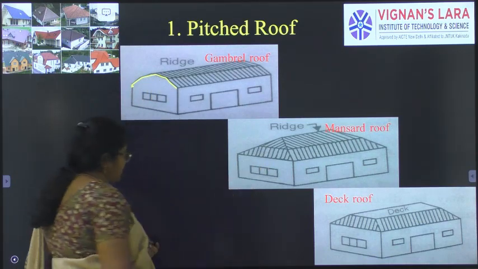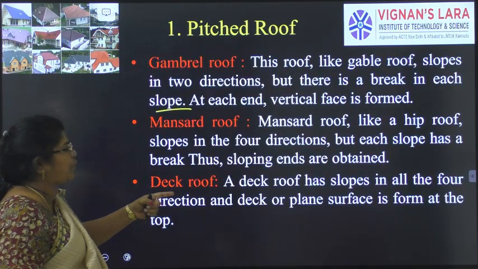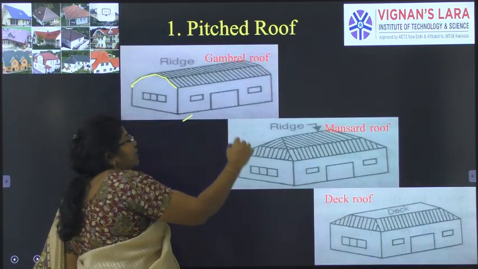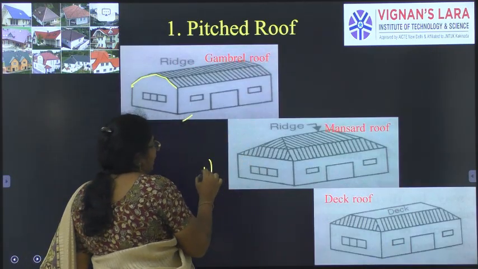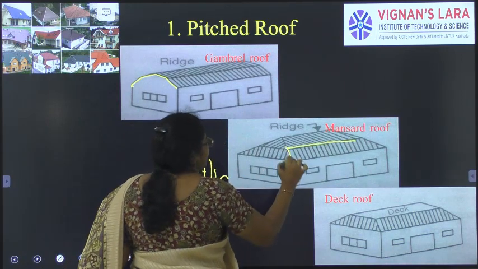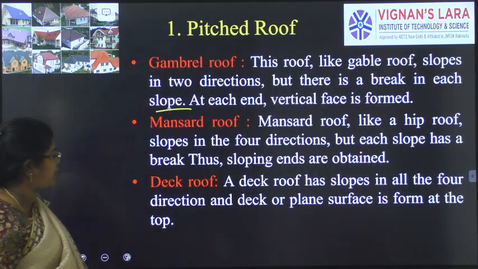Next, we'll see about the mansard roof. A mansard roof, like a hip roof, slopes in four directions, but each slope has a break. This is similar to the gable roof, and this is similar to the hip roof, where they will have a break like this. Then we call it a mansard roof.